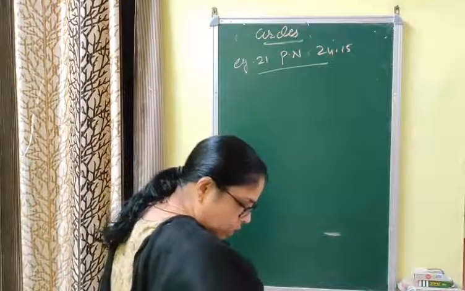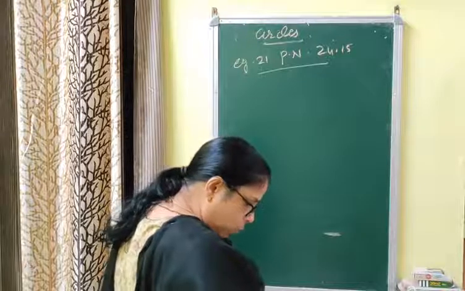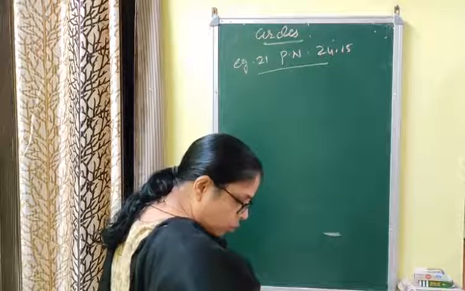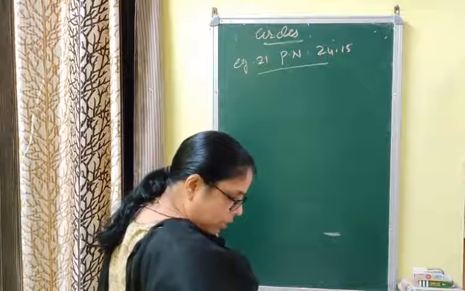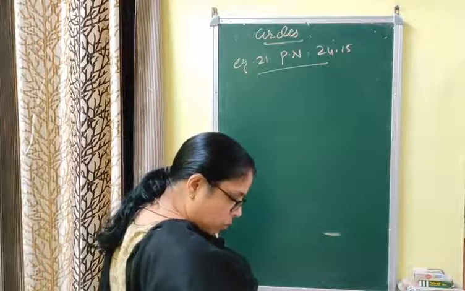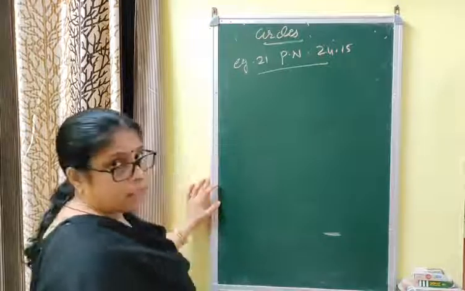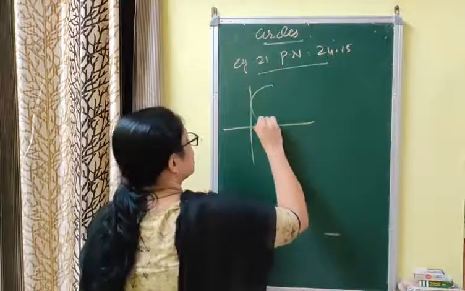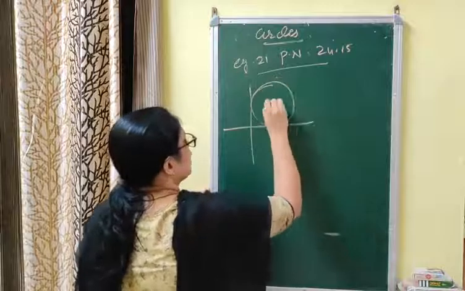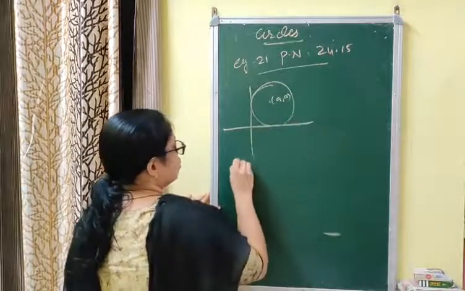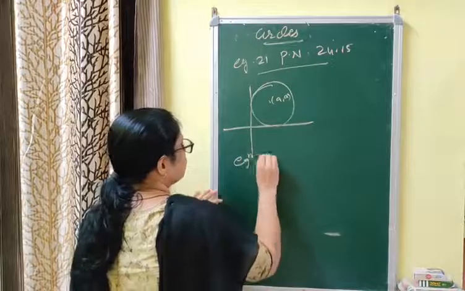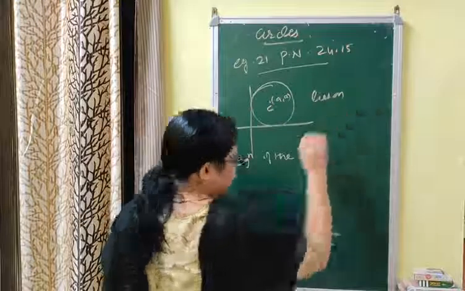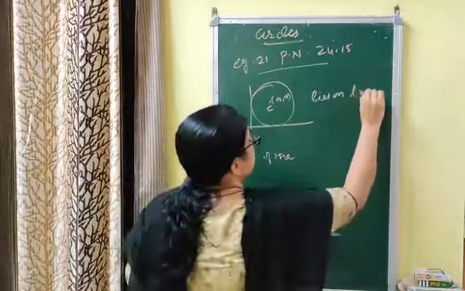Show that the equation of the circle which touches the coordinate axes and whose center lies on the line Lx plus My plus n equal to 0 is (L plus m) whole square into (x square plus y square) plus 2n into (L plus m) into (x plus y) plus n square equal to 0. You have to find the equation of a circle which touches the coordinate axes. As I told you yesterday, for a circle touching the coordinate axes with radius a, the center is (a, a). Also, this center lies on the line Lx plus My plus n equal to 0.